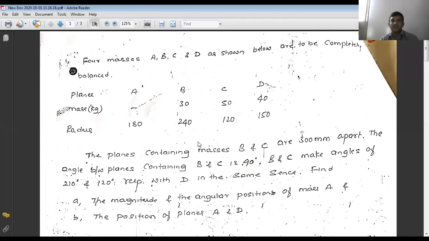Take 5 minutes. Read the problem once or twice and understand it. Balancing cases will come. According to the given problem, one of your friends told that... So it comes under balancing of several masses rotating in different planes. Now write the given data. Next we'll write the plane position and angular position.